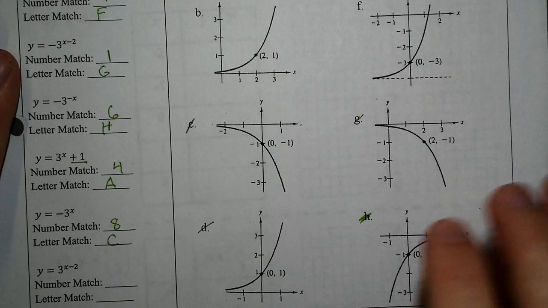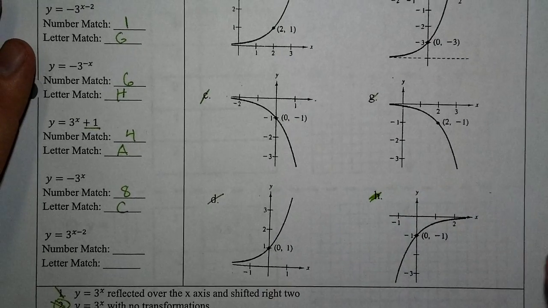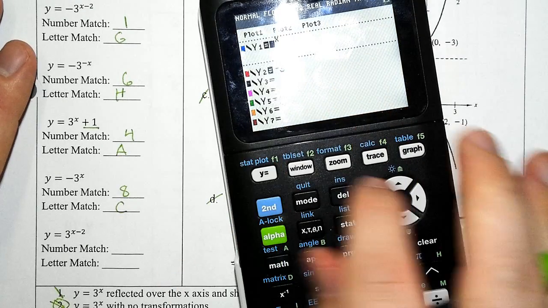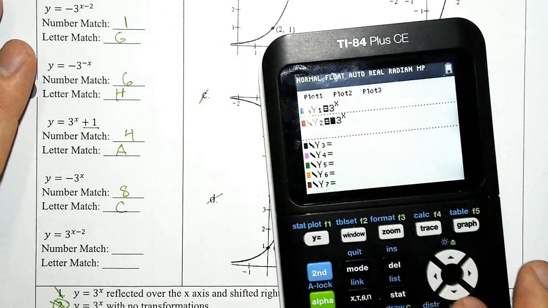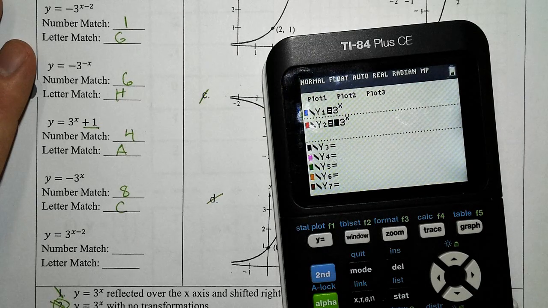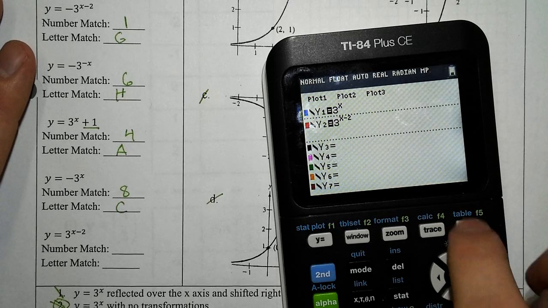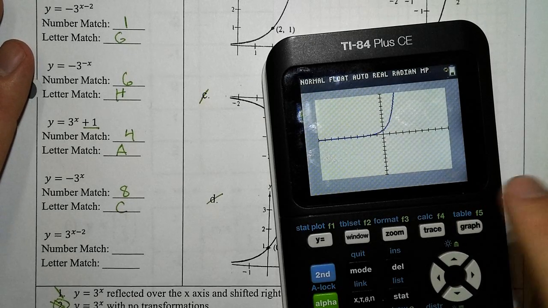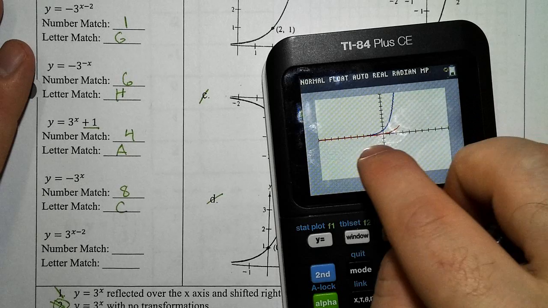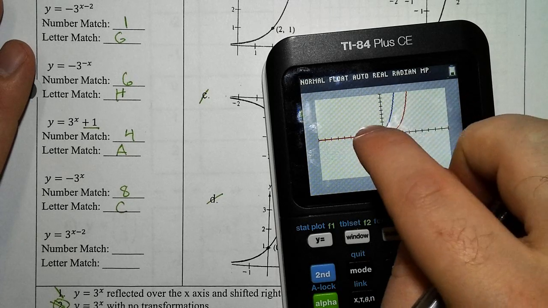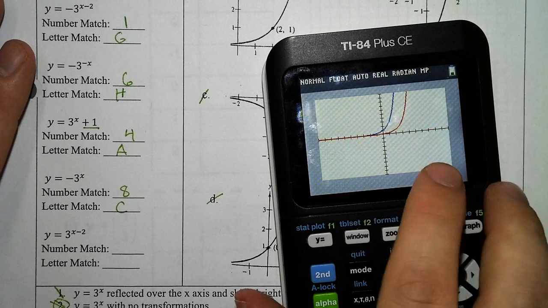And now we've got one more. It says 3 to the x minus 2 is our second equation, so let's leave that one the same. And let's type in 3 raised to the x minus 2, and then hit graph. So there's our original. This one looks like it just moves over about 2 spaces.